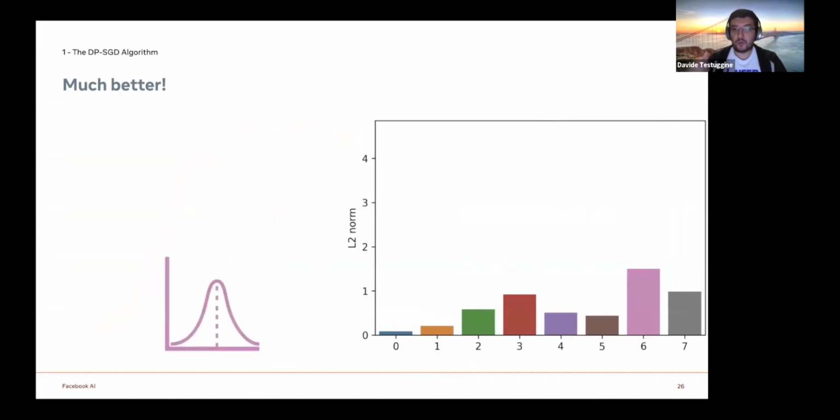Now, first, we're able to choose the height of this Gaussian a priori. We don't need to know what's in the batch. And we know that it will reasonably not destroy the signal of our samples. Yes, it may be masking, say, sample number 0, but we weren't going to learn much from it anyway, so it doesn't really hurt us.